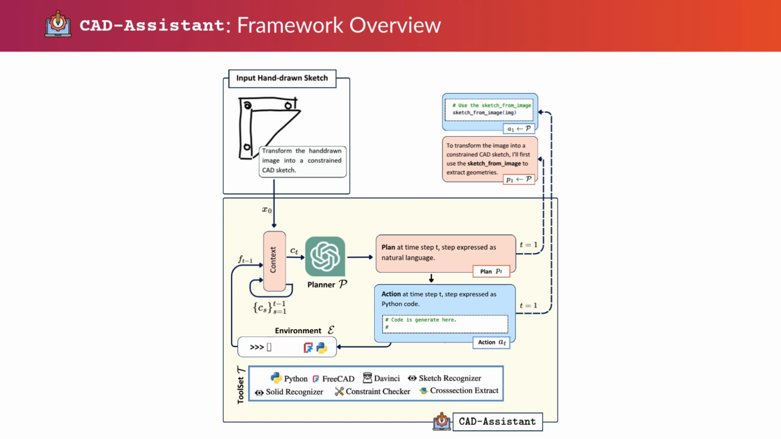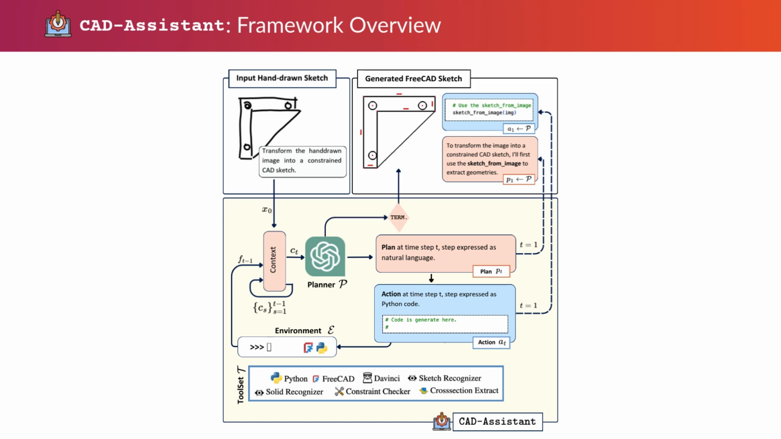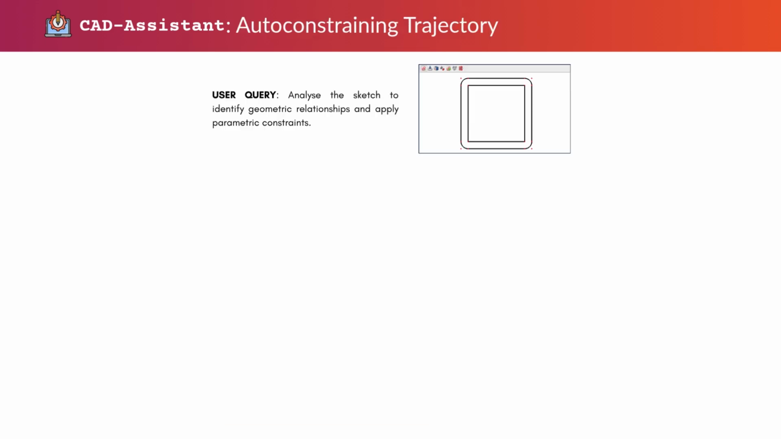Execution feedback is fed back to the planner, enabling generation for the next time step. The process iterates until the planner concludes that the request has been addressed. At that point, a special terminate plan is generated, indicating the completion of CAD-Assistant's response.